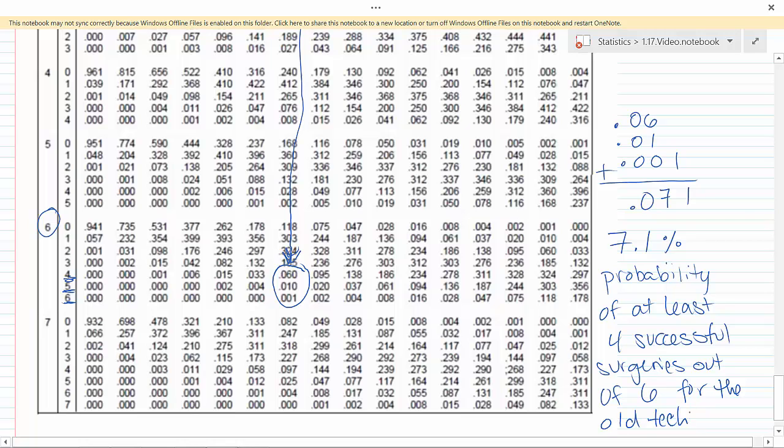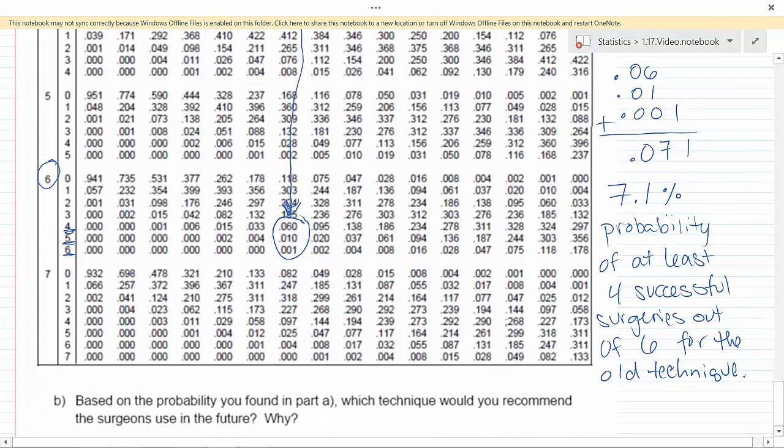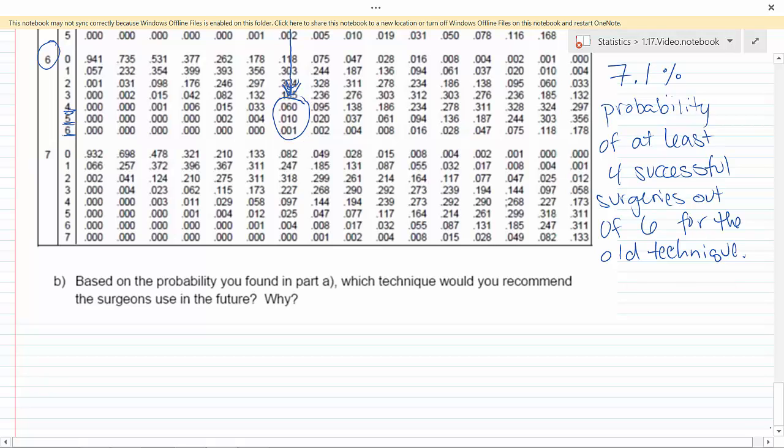Now, remember up at the top it said that the new technique has already had 4 out of 6 operations be successful. So when we're looking at part B, based on the probability you found in A, which technique would you recommend the surgeons to use in the future? So 7.1% is a pretty low probability for at least 4 successful surgeries. Something must be happening with this new technique. Either it's good or something strange happened, something unusual.